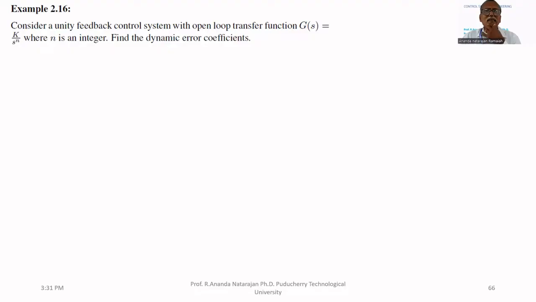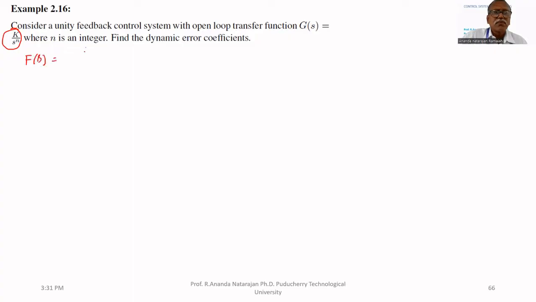Let us see some more examples on steady state error. Consider a unity feedback system whose open loop transfer function is G of S equal to K upon S power n, where n is an integer. Find the dynamic error coefficients. So F of s we have to find.